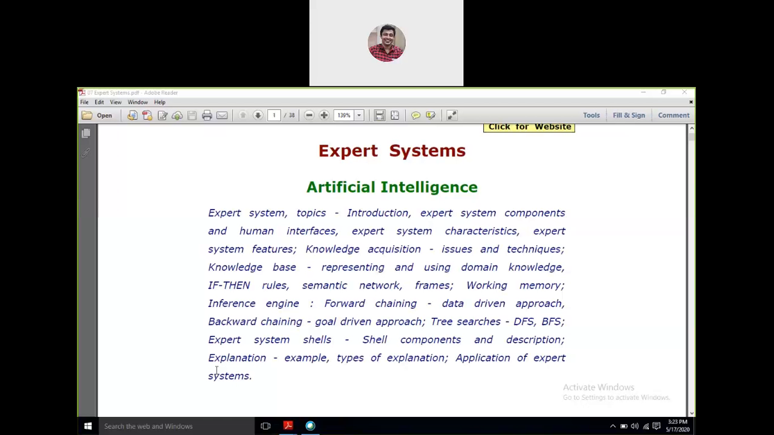So, in expert systems, what are the things that we'll be going through? The topics will be the basic introduction part. Then we'll be talking about the knowledge acquisition. We'll be talking about the knowledge base, the working memory, the inference engine, then expert system shells. A little bit of explanations and application of expert systems. Yeah. So, right. So let us see gradually.